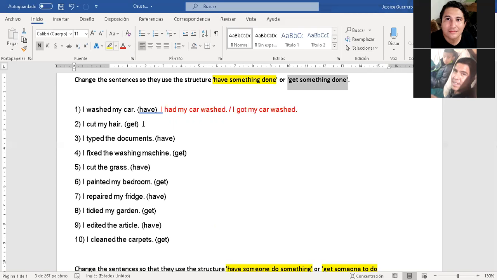Let's go to this one. So I cut my hair. Like I said, most people do not cut their hair by themselves. It's not something that we normally do. We normally ask someone to do it for us, right? So you say, I got my hair cut.